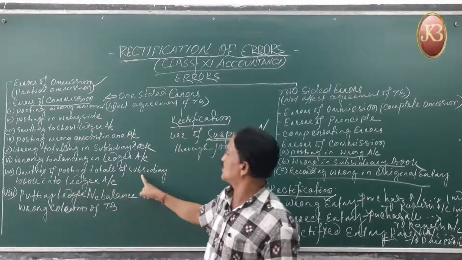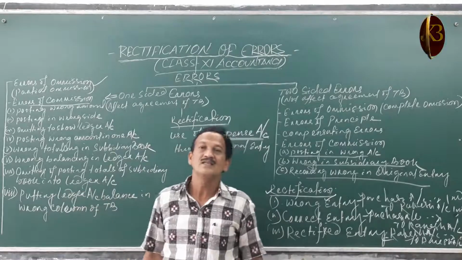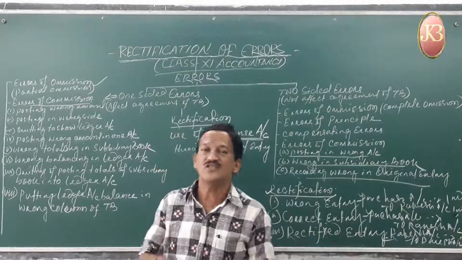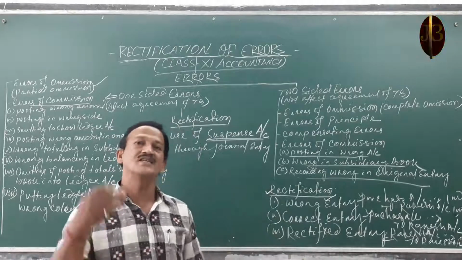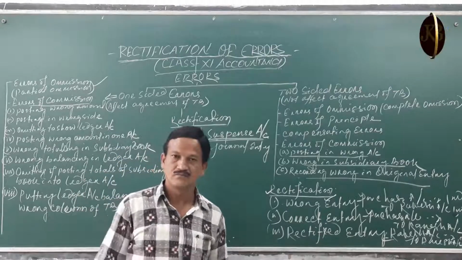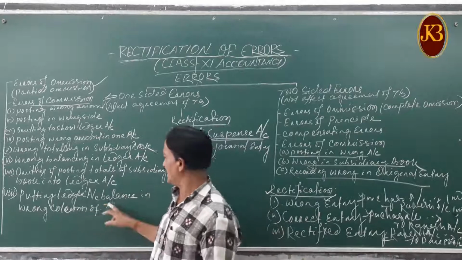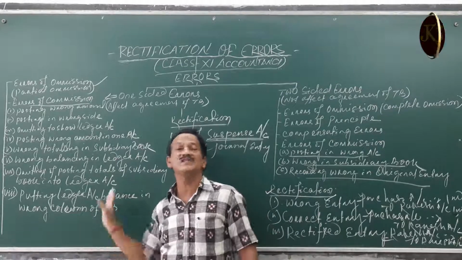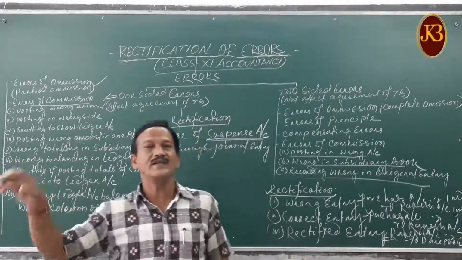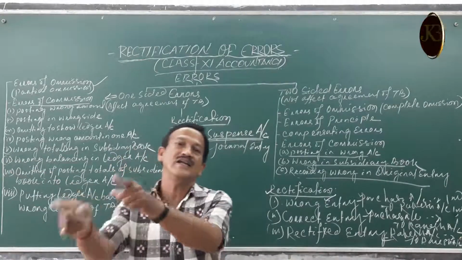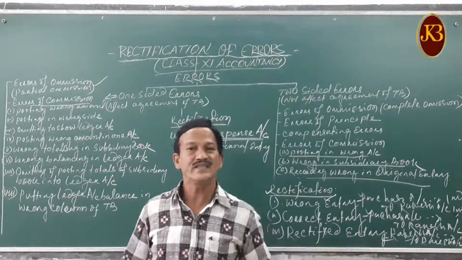Omitting to post the totals of a subsidiary book into the ledger account. That means the subsidiary book total of purchases should be debited to the purchase account, but it has been omitted from the records in the purchase account, the ledger account. Then putting the ledger account balance in the wrong column of the trial balance. The purchase account should be entered in the debit column of the trial balance, but it is wrongly entered in the credit column. So that will be one-sided errors.